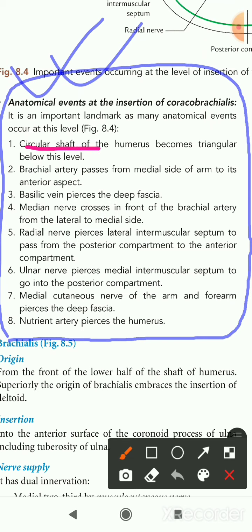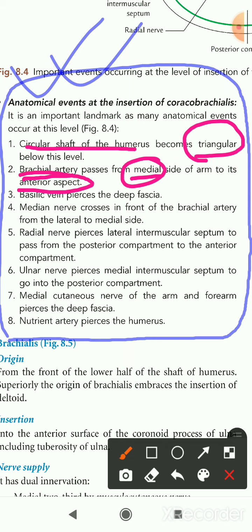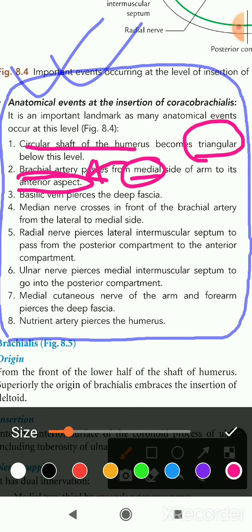The circular shaft of the humerus becomes triangular at this level. Number 2, the brachial artery, which usually lies medially, passes from the medial side to the anterior aspect. That means it moves from the medial side to the anterior side. Then the basilic vein pierces the deep fascia. The median nerve crosses in front of the brachial artery from lateral to medial side.